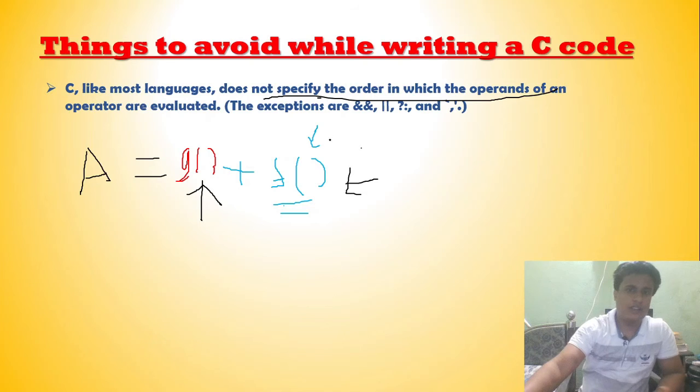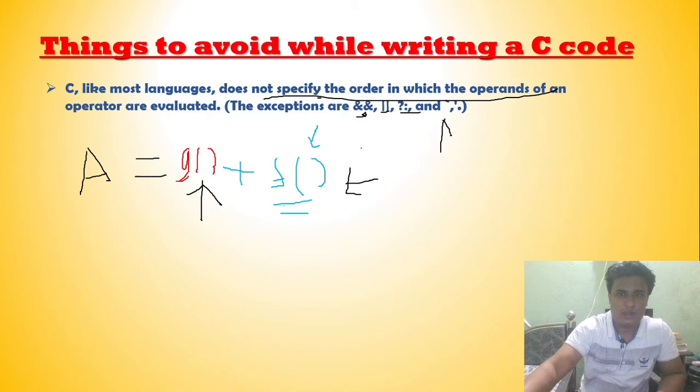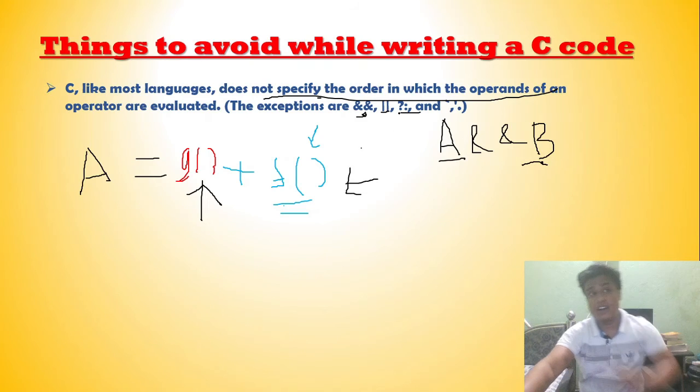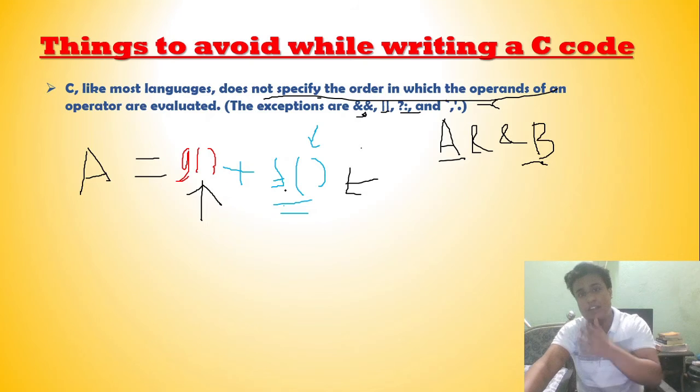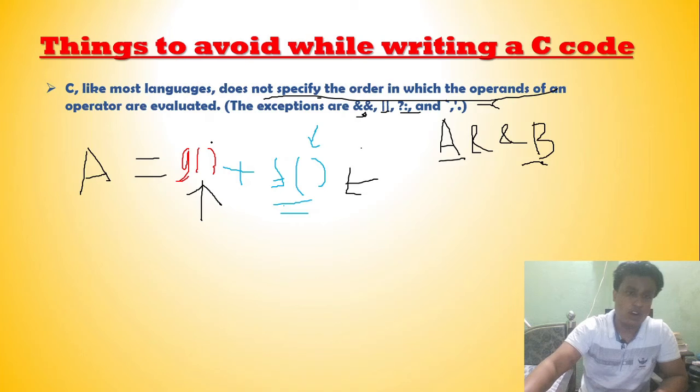There are expressions like AND, OR, NOT, and the ternary operator where the order is fixed. For the operands in the AND operator, like A and B, the order is fixed: A will be evaluated first, then B. Similarly with OR and the ternary operator, expression 1 will be evaluated first, then expression 2, then expression 3. There is a specific order. Except for these operators, other operators do not specify the order in which operands have to be evaluated. So there is no order for whether to evaluate this one first or that one first.